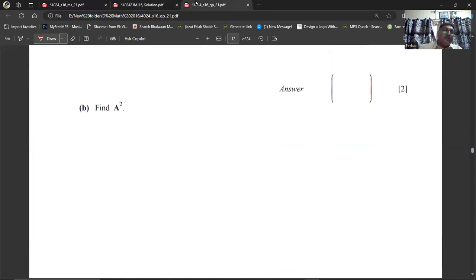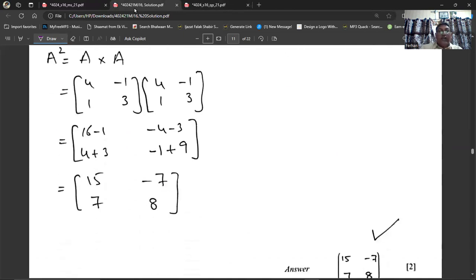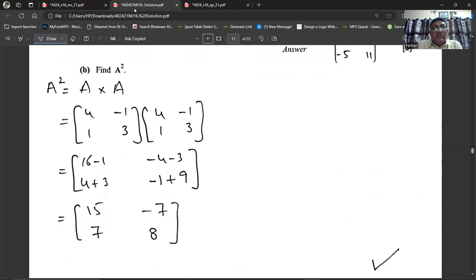Now question number 6, B part. It's a 2 marks question. They are asking me to find A squared. A squared means multiply A with A. The matrix A is 4, minus 1, 1, 3. From the first matrix I will take the rows, and from the second I will take the columns. The first row will multiply with the first column, then with the second column. So you will have 16 minus 1, and then minus 4 minus 3.